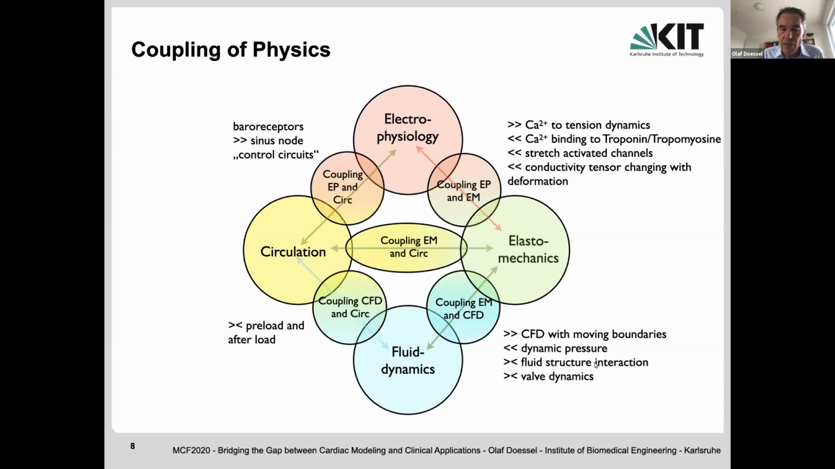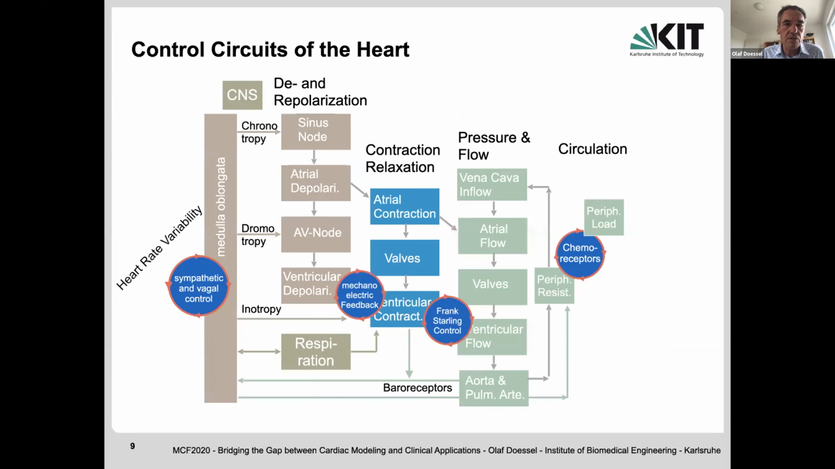And so we have a quite complicated fluid structure interaction, and we have the valve dynamics that we have to take into account here. And here with the circulation, I talked already about the preload and the afterload, which we think is very important, and we have to take into account. And here I give an example about the baroreceptors. The baroreceptors in the aortic arch give signals to the sinus node, and we have here some control circuits that might be important, and we should perhaps take into account.